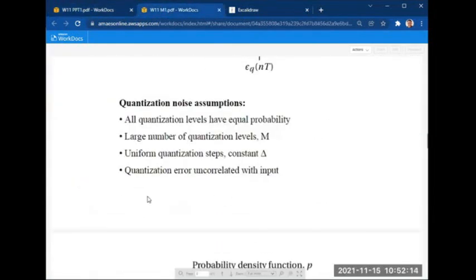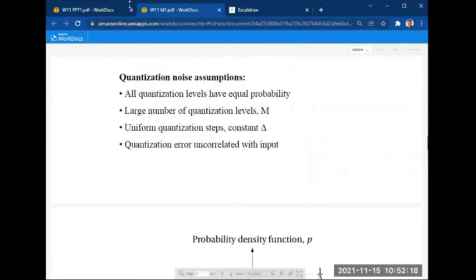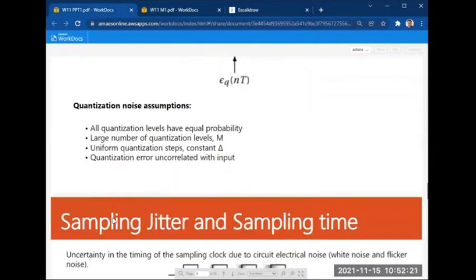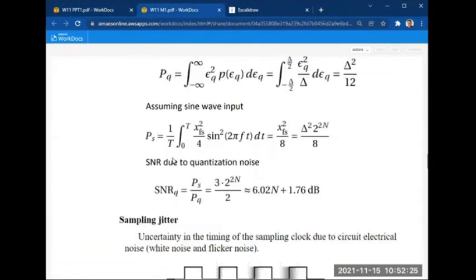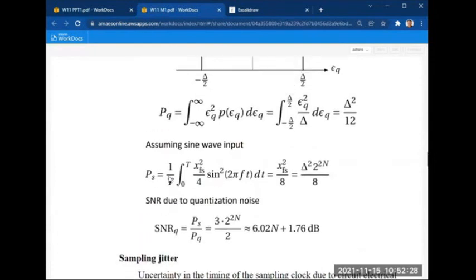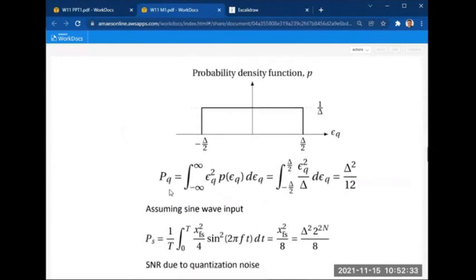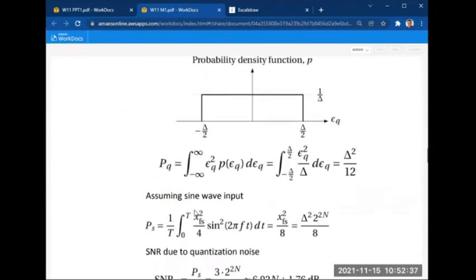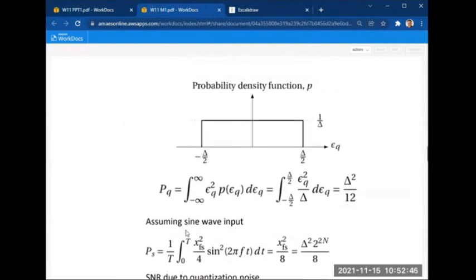Let's discuss this one first, the probability density function. We will not really go deeper into this, but we will just try to get the idea of the SNR due to quantization noise using the probability density function.